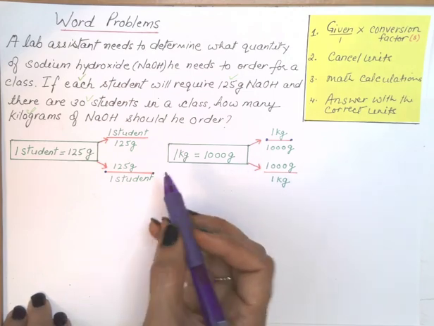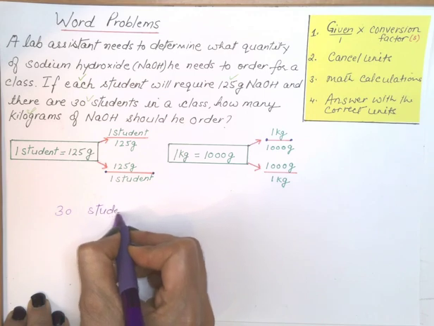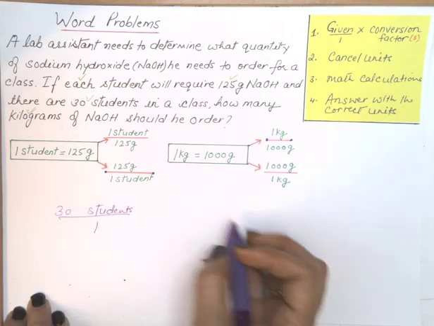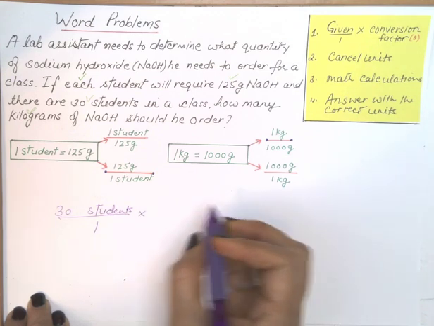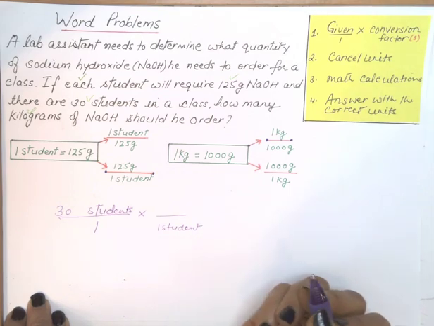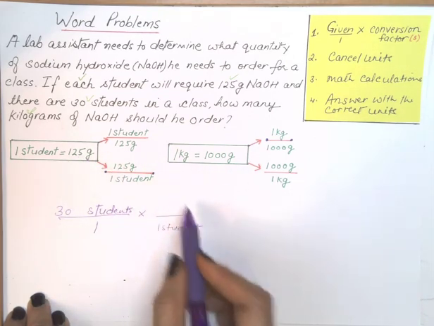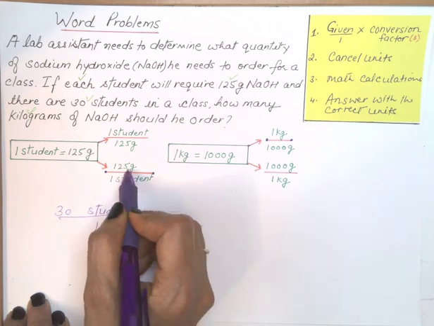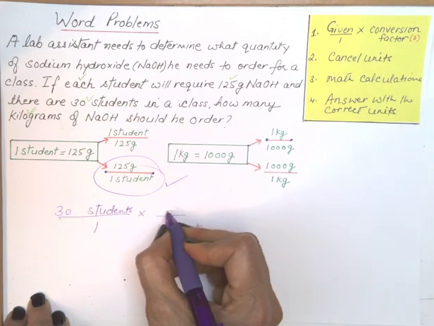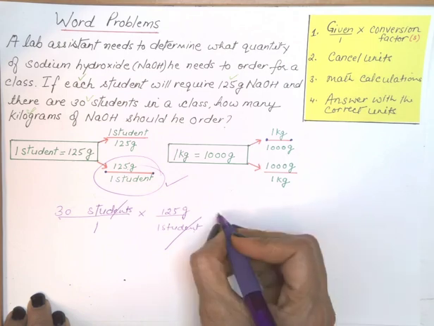I would start off with 30 students in one class, because that's my sample. Now for one student, how many grams of sodium hydroxide do I need? 125. So I don't want the unit student, but I do want the unit grams. So I'm going to use this conversion factor, 125 grams for one student. Cancel out student and student.